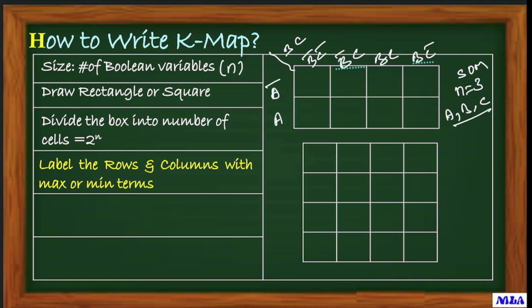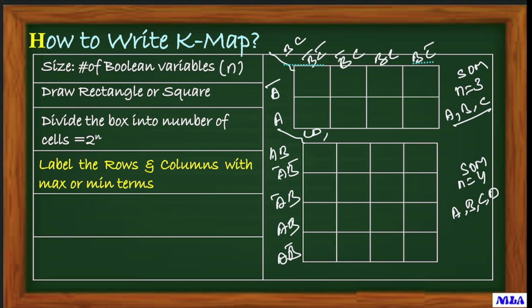Now similarly, if we have a 4 variable Boolean function in a sum of min term form with the variables a, b, c, d, then we will use the variables a, b for labeling the rows, c, d for labeling the columns. So the first row min term is a bar b bar, second row a bar b, third a b, fourth a b bar. Similarly, the columns c bar d bar, c bar d, c d, c d bar. This is how we are going to label the rows and columns in case the Boolean function is in a sum of min term form.